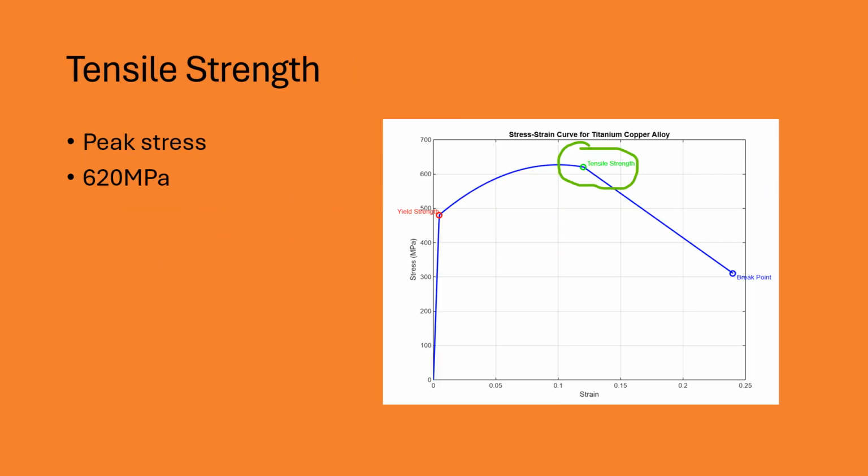Tensile strength is found at the peak of the curve. We found this to be 620 megapascals. As we can see with this alloy, it is much stronger than the other two metals, and this is a common theme among most alloys.